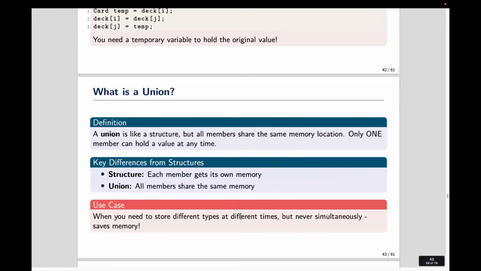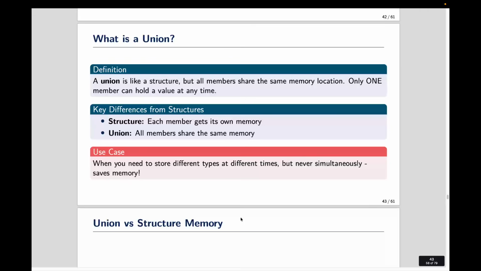So I will just go on to the next topic, which is union. Now, what is a union? This is the last part of today's lecture. A union is like a structure, but all members share the same memory location. This is something very, very conceptual. It's like a structure, but only one member can hold a value at any given time. You will understand with the example a little bit what I'm talking about.